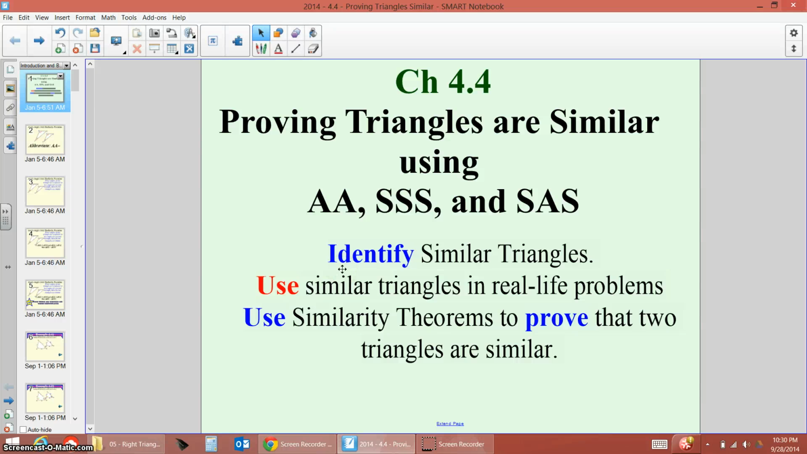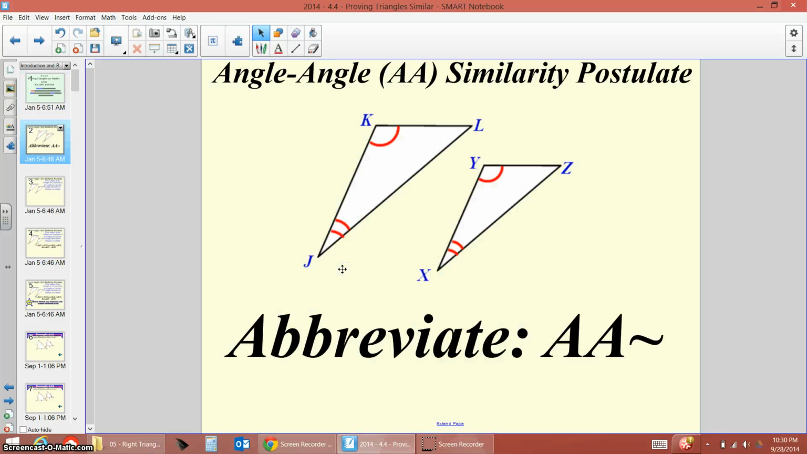All right, so 4.4, we're proving triangles are similar using these three methods. Last chapter we proved two triangles were congruent and we had 5 options. Now we're proving two triangles are similar and we only have 3 options. So the first one is angle-angle similarity.